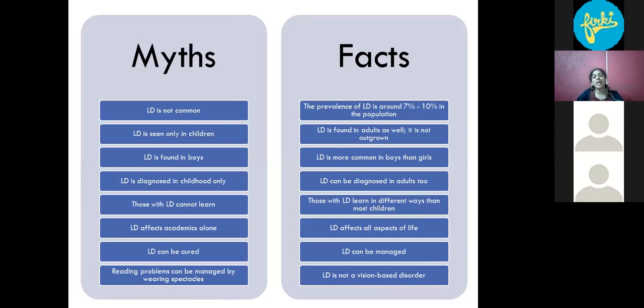Another misconception is that learning disability is seen only in children. Well, no. Learning disability is found in adults also. Because it's a condition that you're born with, or you have acquired right after your birth, and so it is going to remain with you. There is no cure for learning disability. It can only be managed. Special education, remedial services, and supports from different sources are what help a person manage their learning disability. So it is not outgrown, and it cannot be cured.